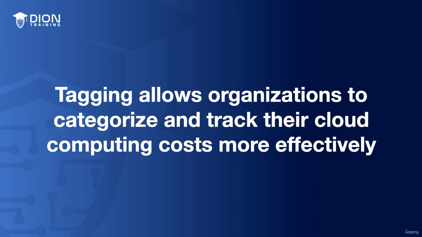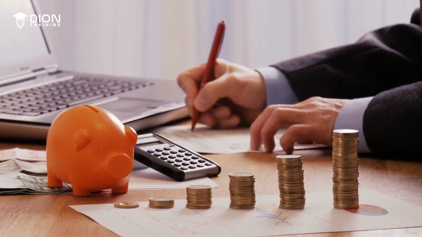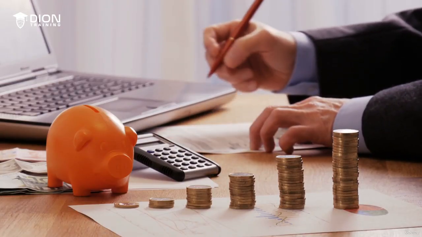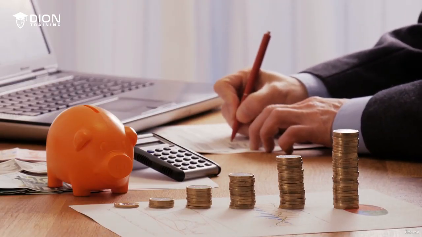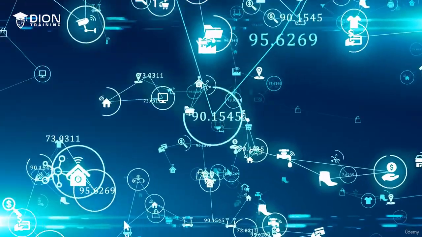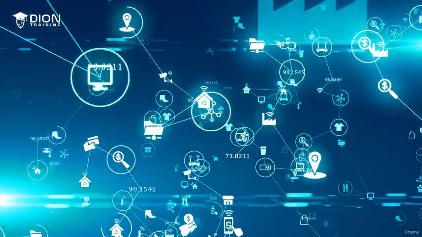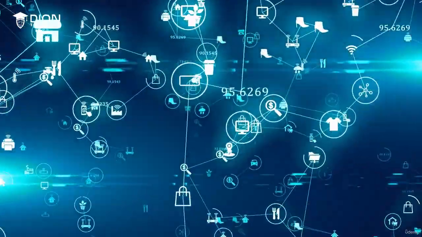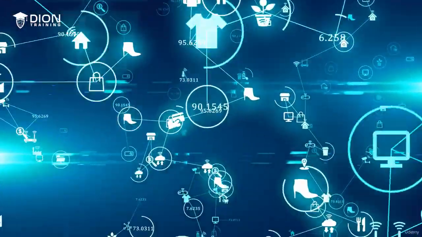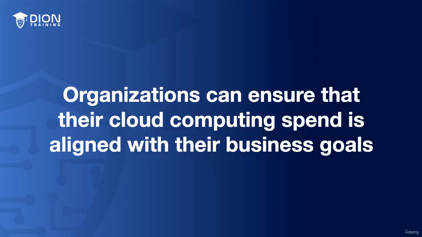In conclusion, chargebacks and tagging are two important concepts in the cloud computing environment, and they play a critical role in helping organizations manage their costs. By allocating cloud computing costs to specific departments or projects, and by categorizing and tracking their cloud computing costs, organizations can ensure that their costs in the cloud computing world are aligned with their business goals and they have a clear understanding of their overall cloud computing expenses.